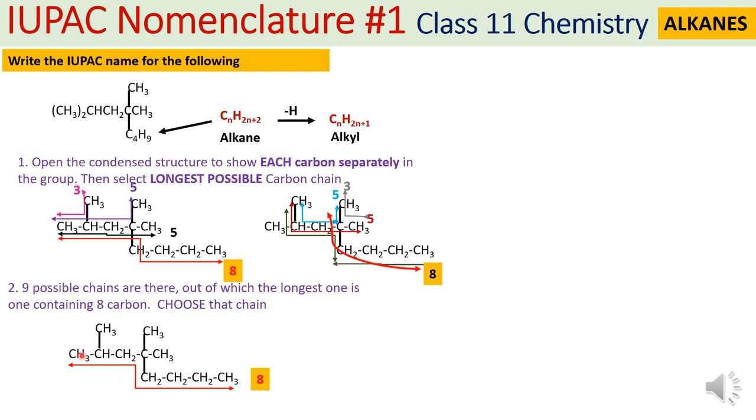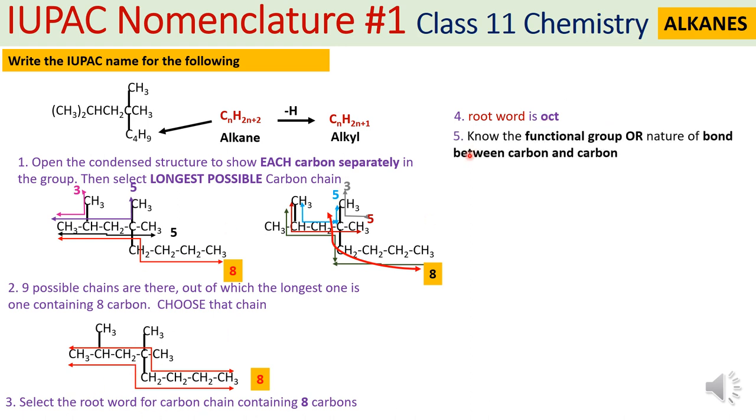From here to here, when I choose that, it has 8 carbon. So this is the main chain that has been chosen. The longest chain which has been chosen has 8 carbon. So select the root word for the carbon chain containing 8 carbons. The root word for this is oct. Oct is the root word for 8 carbon.